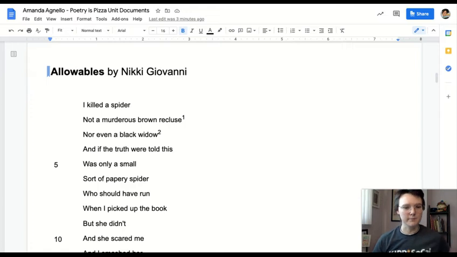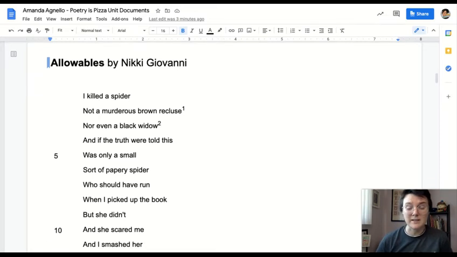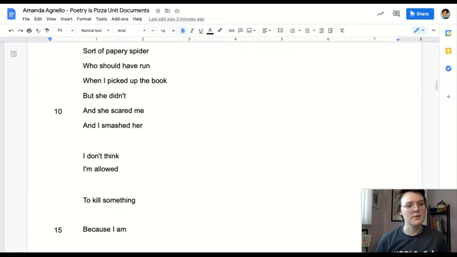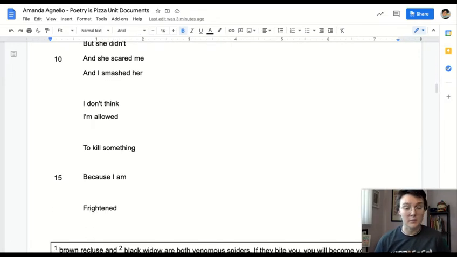I killed a spider, not a murderous brown recluse, nor even a black widow. And if the truth were told, this was only a small, sort of papery spider who should have run when I picked up the book, but she didn't, and she scared me, and I smashed her. I don't think I'm allowed to kill something because I am frightened.